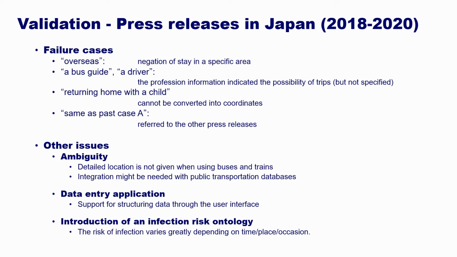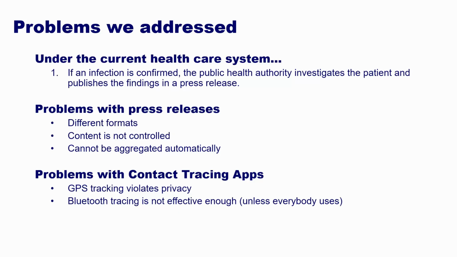We also found other issues that must be addressed before actual deployment of PLOD. First, information of patient location may have ambiguity. For example, on a bus or train, detailed trip data will be unavailable. So, integration with public transportation databases might be needed here. We also need an application for public health authorities to enter the patient data to generate plot-based press releases. We also found that an infection risk ontology is needed, because the risk of infection varies greatly depending on time, place and occasion.